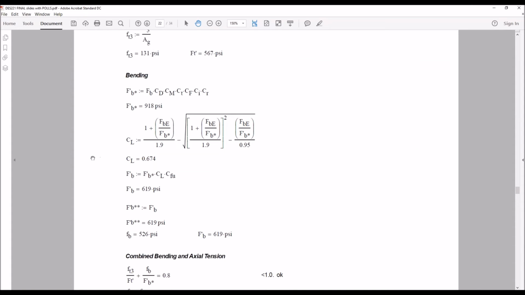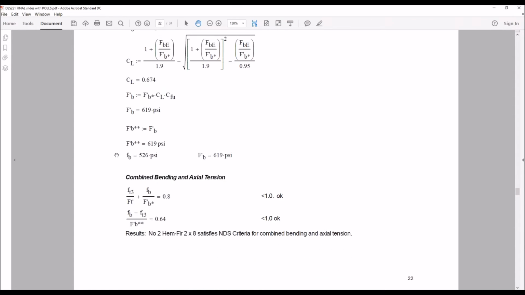Same deal as before for bending. We do have to calculate that C sub L once again, but we're seeing that our F sub B prime is 619 psi. Once again, in excess of the demand of 526 psi due to the dead load moment. And then checking our combined bending and axial tension, we see that we have both values less than 1.0.